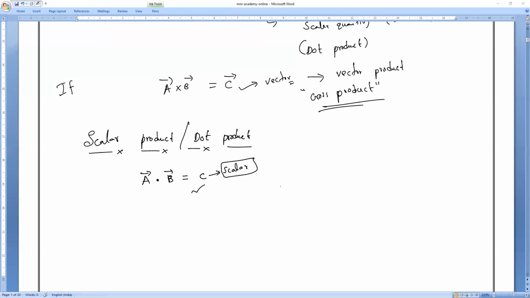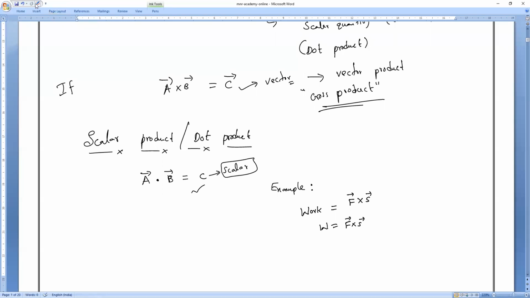Let us see an example. You might already have studied this in class 9. Can anybody tell me the work done formula? Mr. Rudreshwar? Laksha? Work done W is equal to force into displacement, F into S. S means not distance, it means displacement.